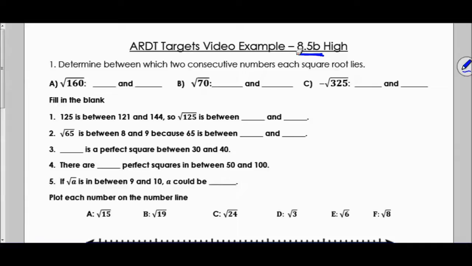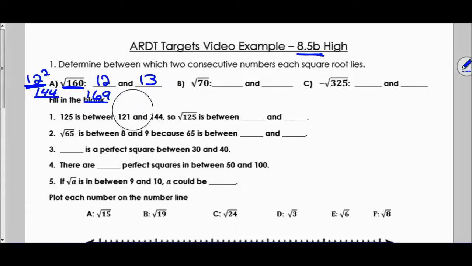You can think about what perfect squares surround this number. So that's 160. I know that 144 is a perfect square. That's 12 squared. And the next one has to be 13 squared. That's 169. All right, so those are the two perfect squares that surround that. That means the two consecutive numbers that the square root will fall between have to be those two numbers, 12 and 13.